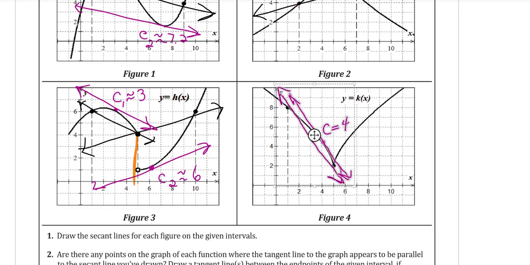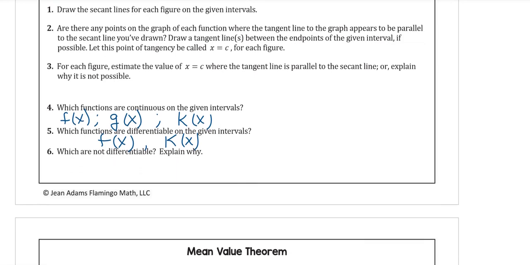So the way we're going to define this is that it's going to be differentiable on an open interval, so it's not going to include the endpoints. So if I don't include that second endpoint, then k of x is continuous and differentiable on that interval. Okay? So why aren't they differentiable? So g of x has a cusp. And in the second interval of h of x, it is not continuous, there's a jump.